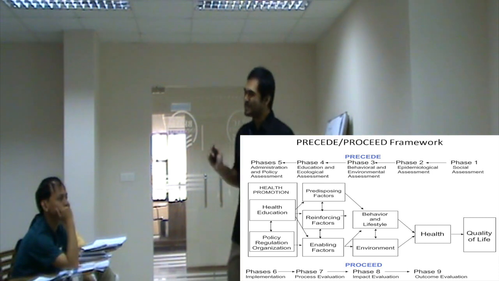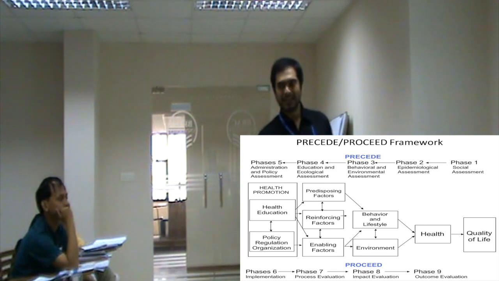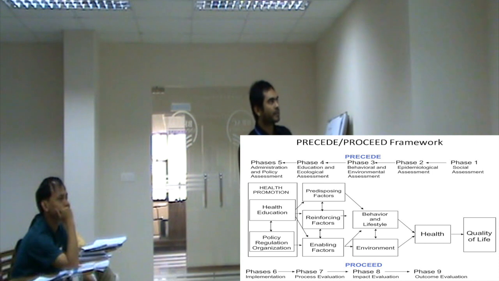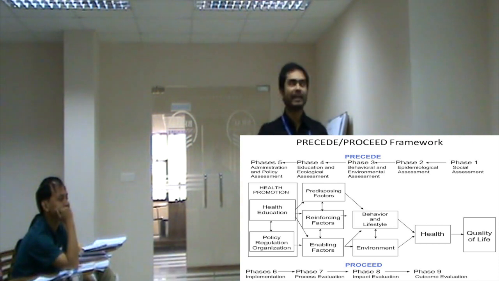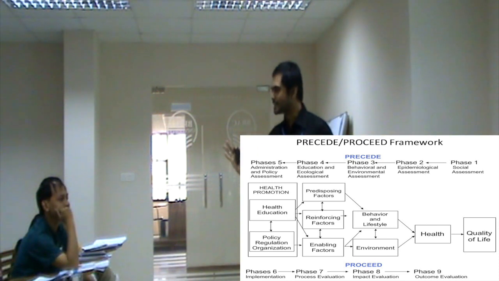But don't get intimidated. This is very simple. So usually, as you can see, this is phase 1, 2, 3, 4. It says that it actually goes this way and then this way. But for your understanding, forget this way. We will go from left to right first for your understanding.